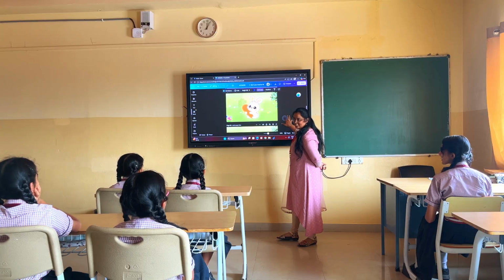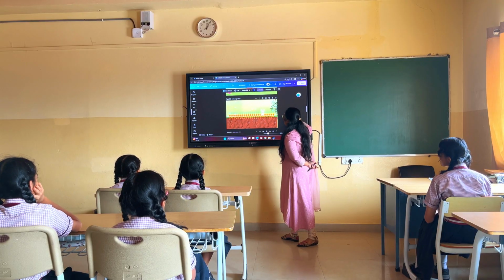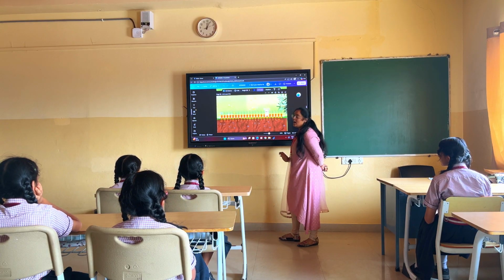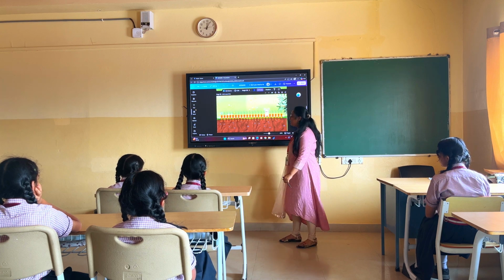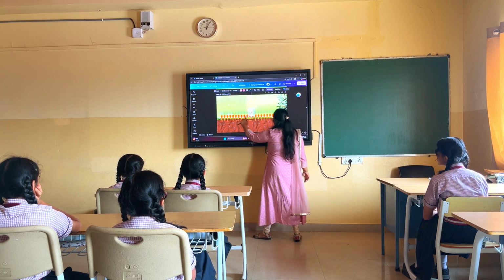Is it good? Is it cute? Now, by using the bunny, we will learn how to do a number line. Okay, let's take the bunny to the side first.